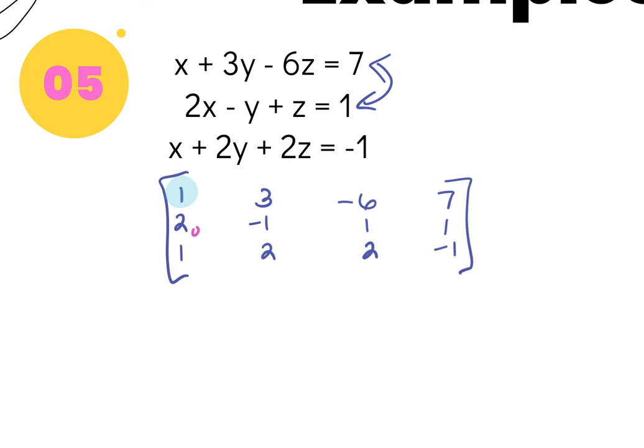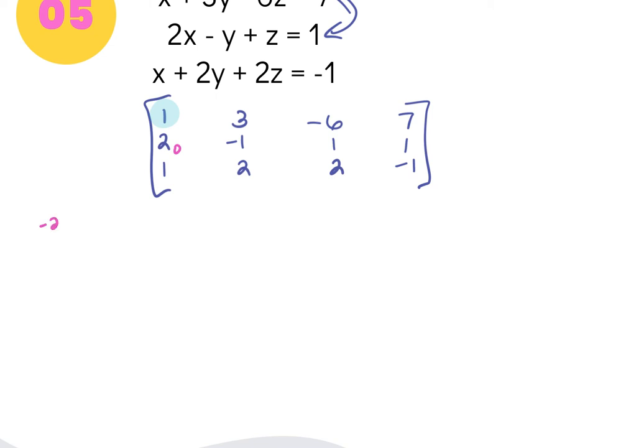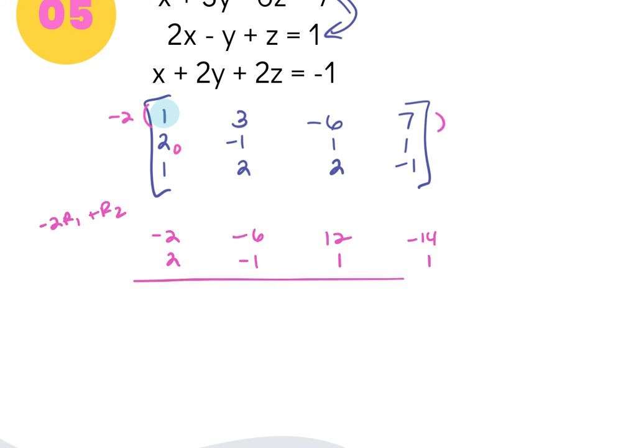So then the next step is I want a 0 where the 2 is. How do I get that? -2, I could either multiply it times row 1 or row 3, but I'm going to do row 1. So -2 times 1 is -2, times 3 is -6, times -6 is +12, times 7 is -14, and I add it to row 2. 2, -1, 1, 1. 0, -7, 13, -13.